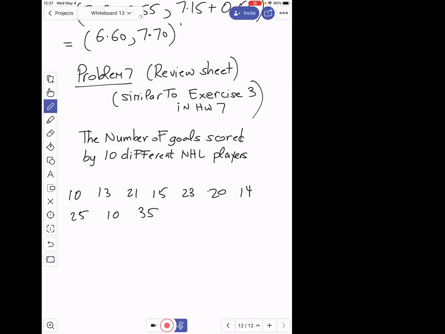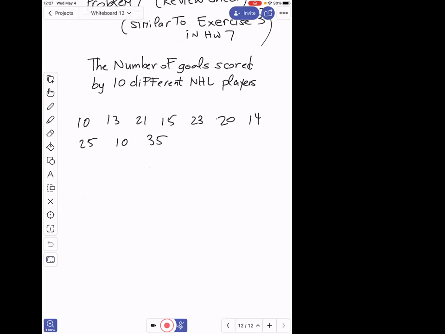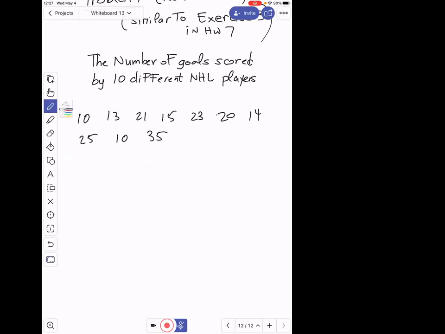All right, so this is very similar to exercise 3 in the homework. In the homework, the values are kind of small. You have 10 different values, like 4, 6, 7, 3, 5, etc. But anyway, in part A you need to compute the sample mean X bar first.